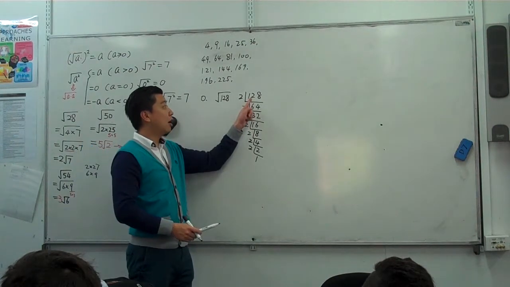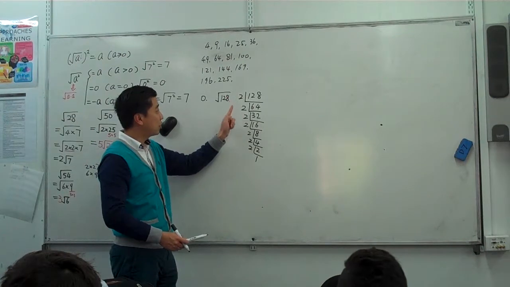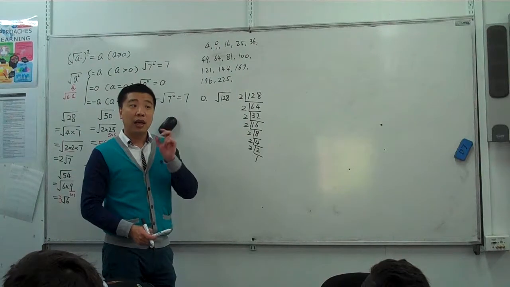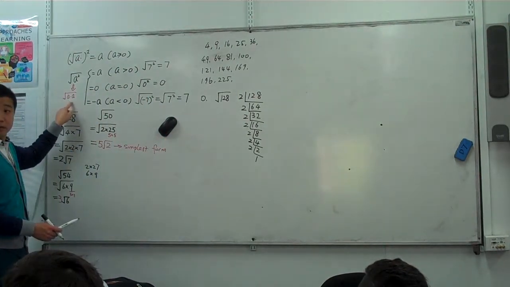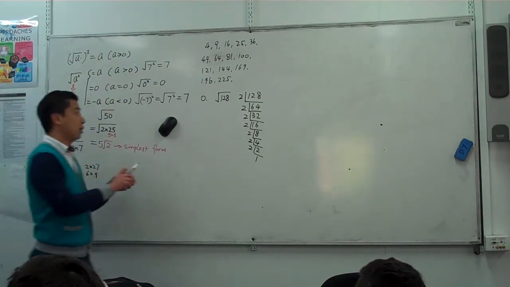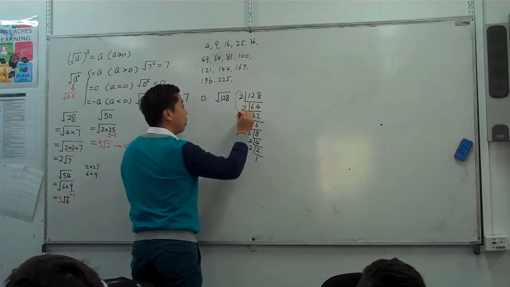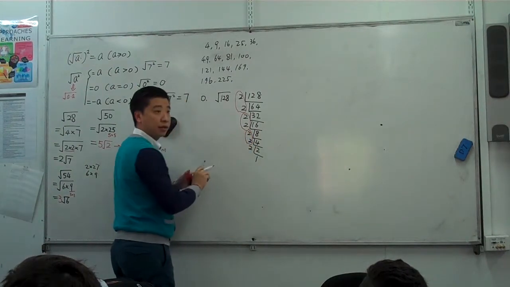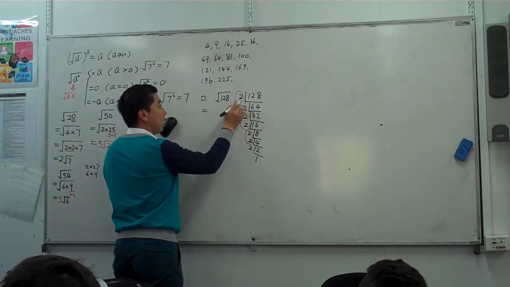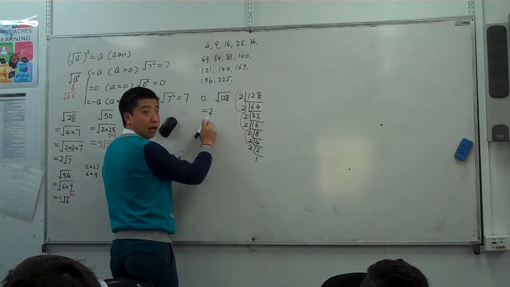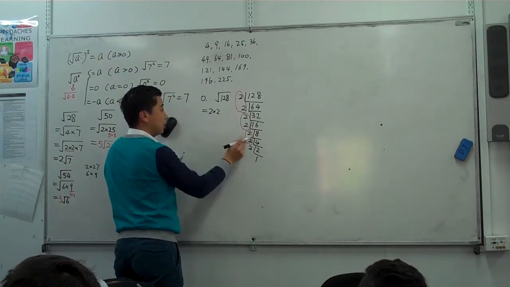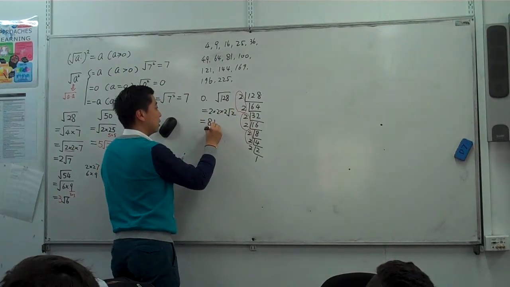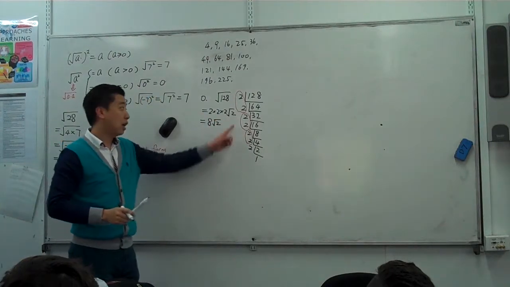That means 128 equals 2 times 2 times 2 times 2 times 2 times 2 times 2. Is that correct? And also I said a pair can be dragged out. So we have 1 pair, 2 pairs, 3 pairs, which means I can write the first 2 outside, the second 2 outside, the third 2 outside, and then square root 2. So the answer is 8 square root 2. So this is another way to do that.